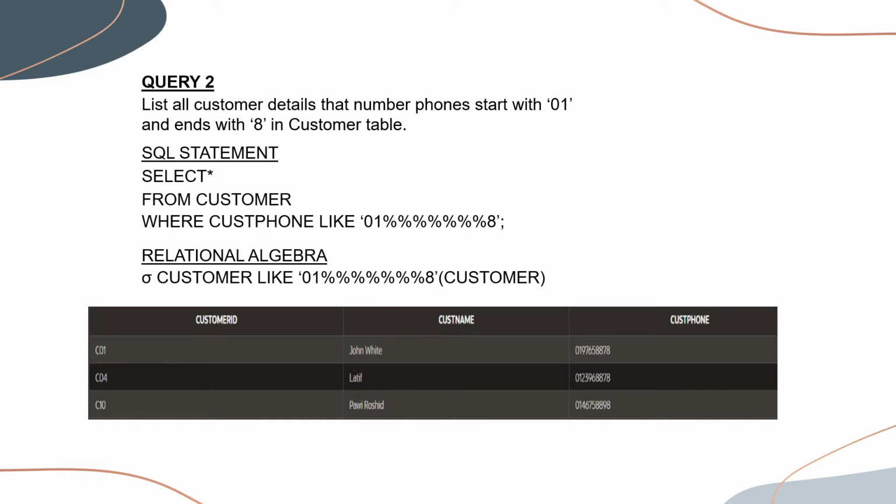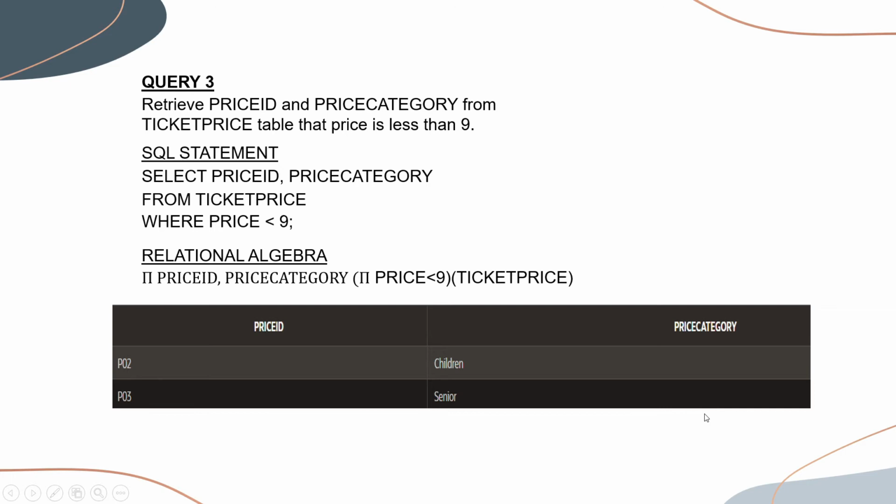Query number 2, we list all customer details where the phone number starts with 01 and ends with 8 in the customer table. This is the SQL statement for query 2, RA, and this is the output. For query 3, we will retrieve price ID and price category from the ticket price table where the price is less than 9. So this is the SQL statement, relational algebra, and also the output for retrieving price ID and price category.